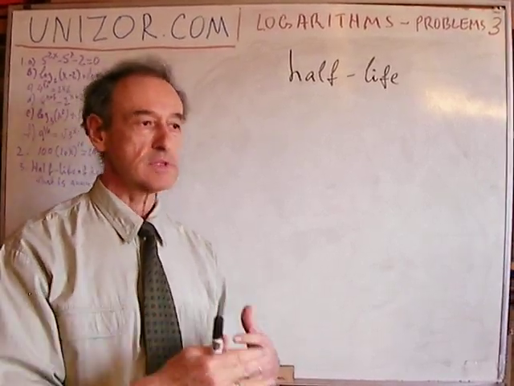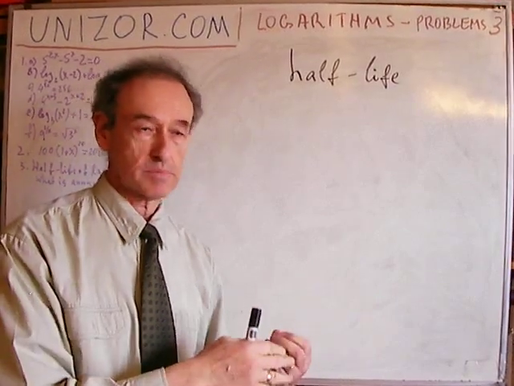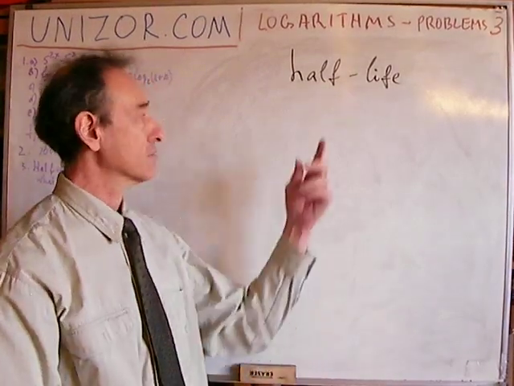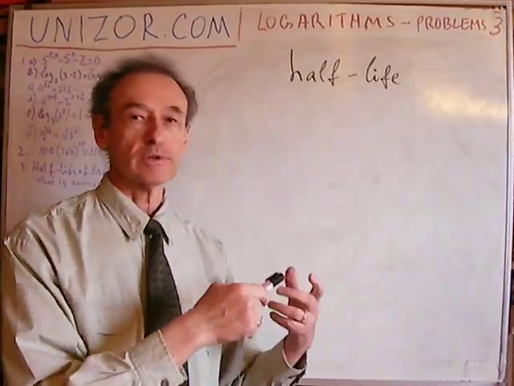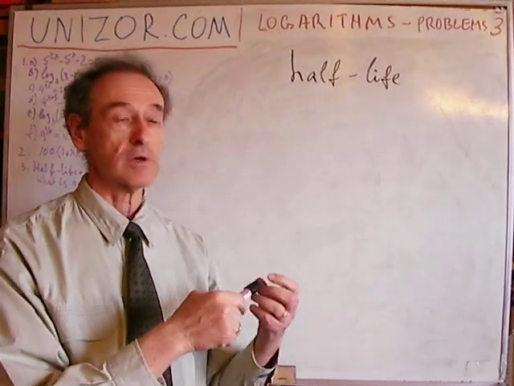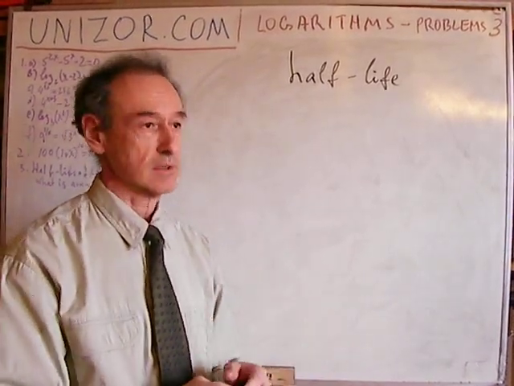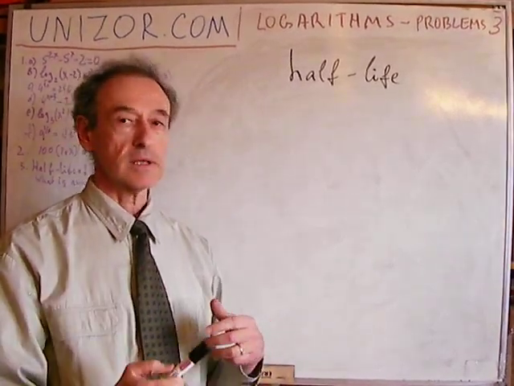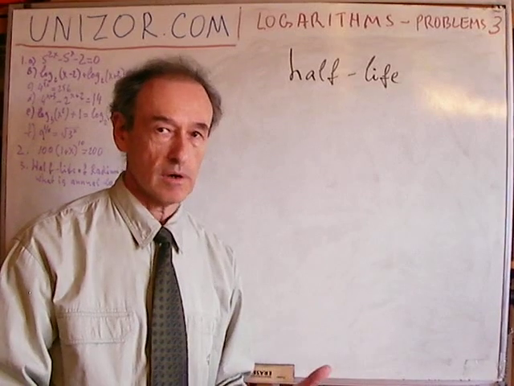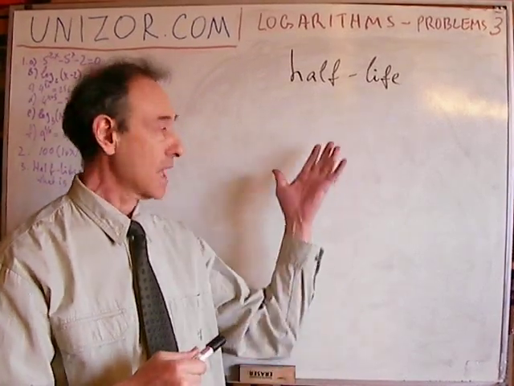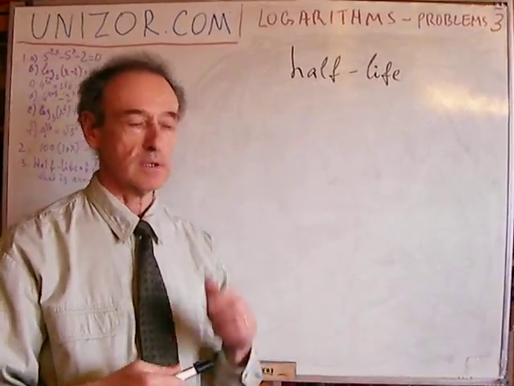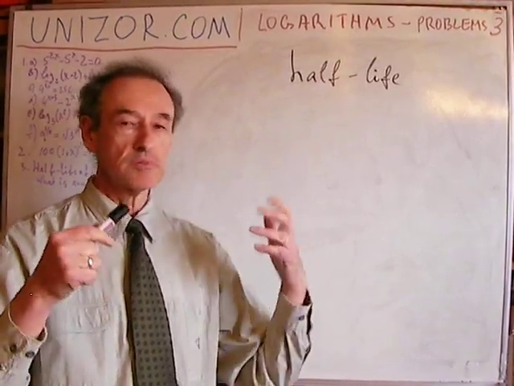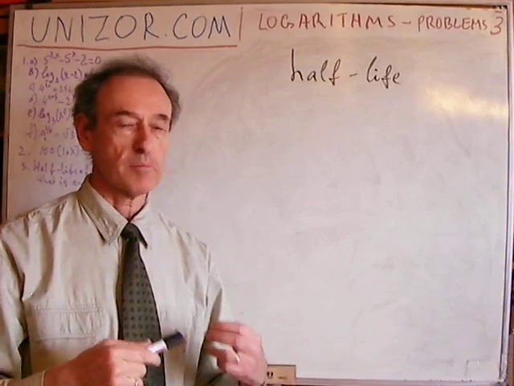We will use the same methodology as with the banks, but in case of the bank, your interest is actually increasing your amount. In case of radioactive decay, your amount of radioactive material is decreasing by a certain percentage, whatever the percentage is. Now, half-life is basically the number of years, usually in a case like this, calculated in years.